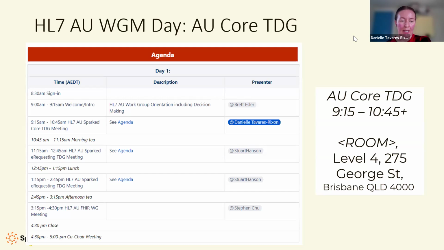And then for the rest of the day, e-requesting will start after morning tea. So that's at 11:15. Again, that'll be a separate dial-in. So if you're looking to come to both Core and e-requesting, you would end the Core meeting and then join the e-requesting meeting at 11:15. Probably a couple of minutes earlier, actually, to make sure all the comms are working. And that's going to carry through 2 sessions until 2:45. So it goes through lunch until 2:45, and there's an afternoon tea. And then the last session in the afternoon is the FHIRworks group meeting.